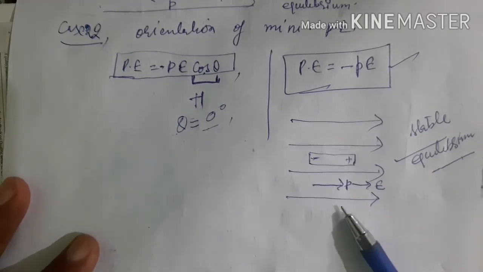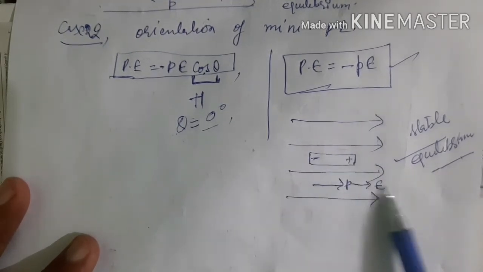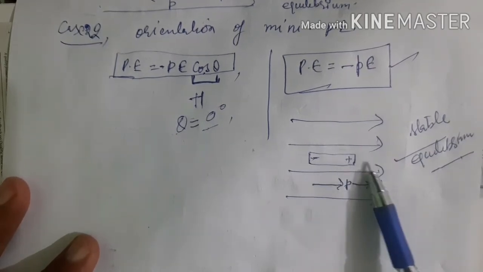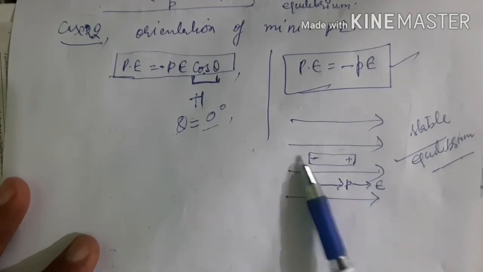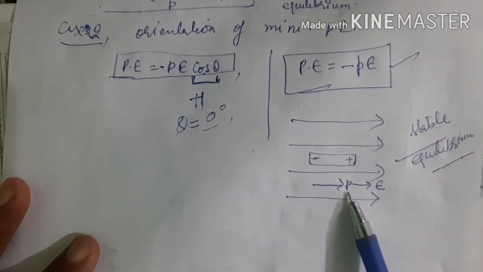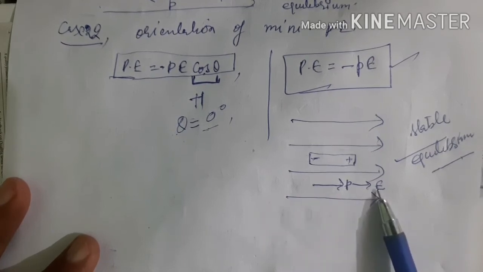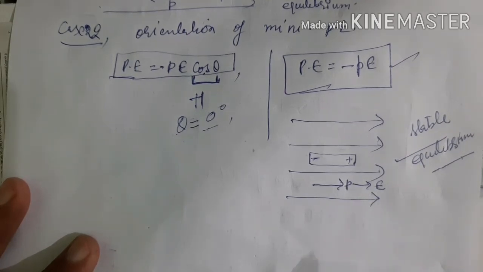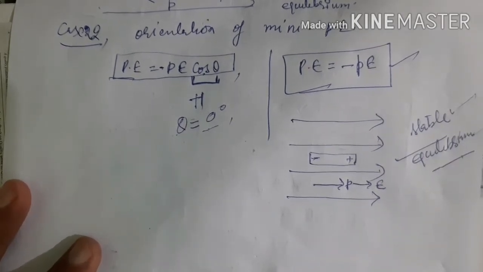Now if I draw in a diagram, this is your uniform electric field, and a dipole is placed along this direction. Positive is along the direction of electric field and negative is along this direction. See here, dipole moment is along this direction and electric field is also along this direction. So both are making an angle of 0 degrees. So this is also a situation of stable equilibrium. So these are the orientations, that is stable equilibrium and unstable equilibrium, and maximum and minimum potential energy.